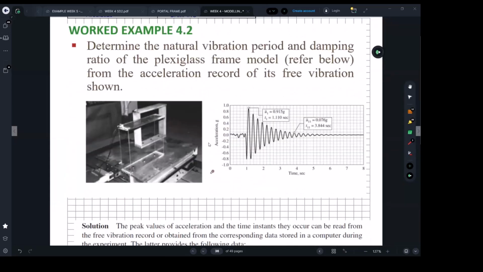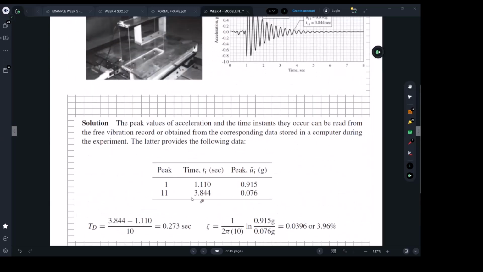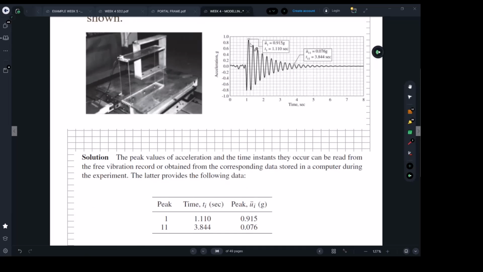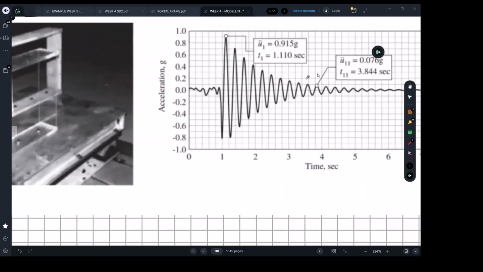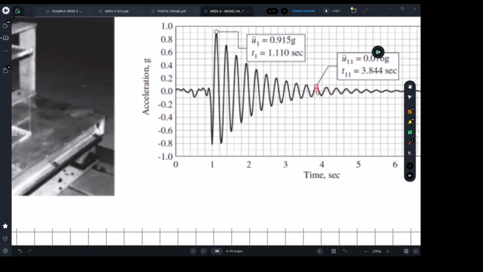Answering the first question, what did we want? The natural vibration period, the TD. Simply, this does not need math. You just adjust what you're doing here and see which peaks are very clear to you. Then they decided to go with this one and that one.